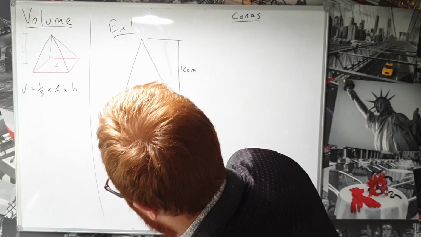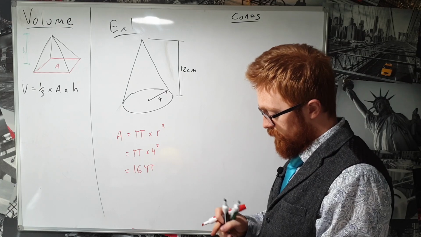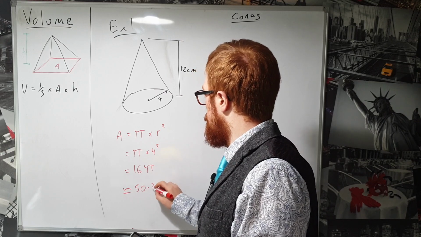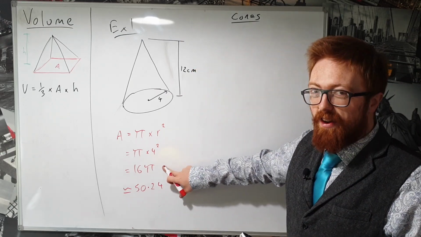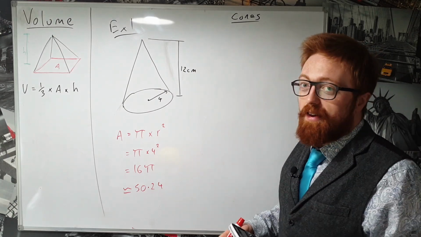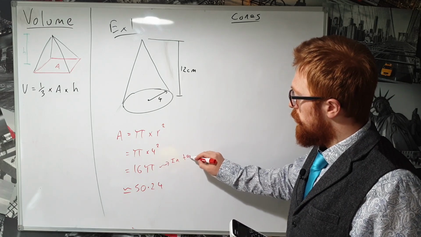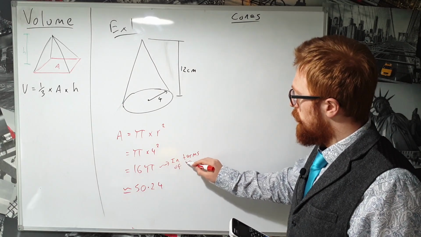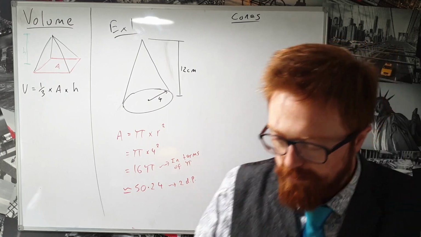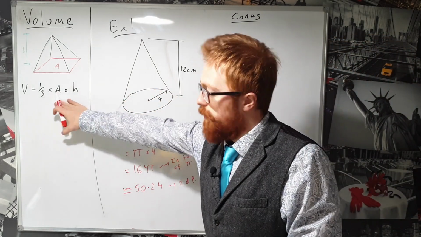Or if we wanted to approximate that, it would be 16 times 3.14, 50.24. Again, this is your exact answer and this is your approximate answer. So if the question asks you to leave it in terms of pi, this is the answer you want to give, or this is what you want to work with. That's in terms of pi, and this is to 2 decimal places. Okay, so we've worked out the area of the base. Let's carry on and work out the final volume.